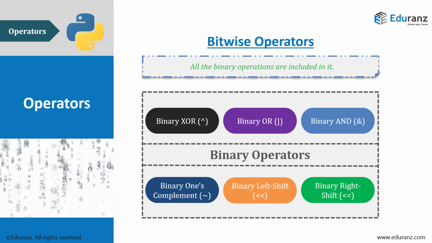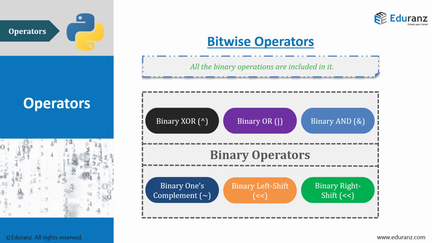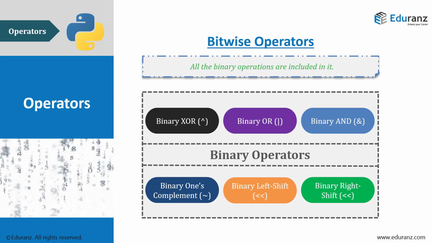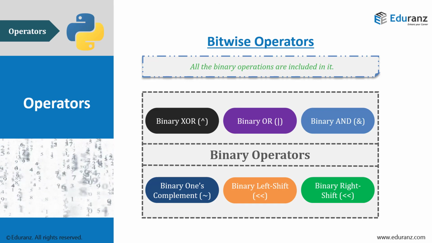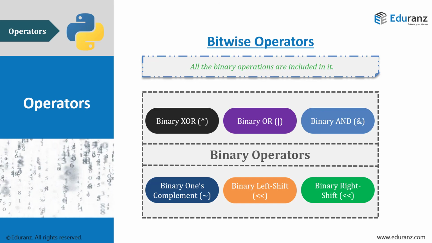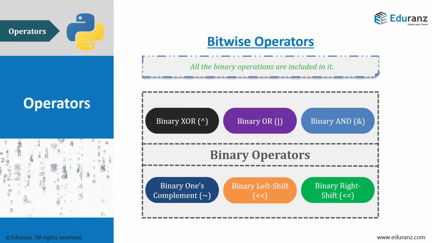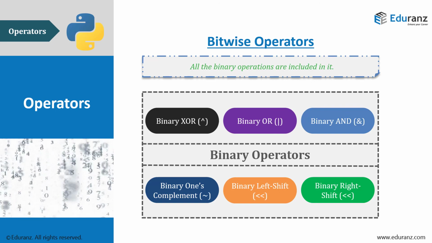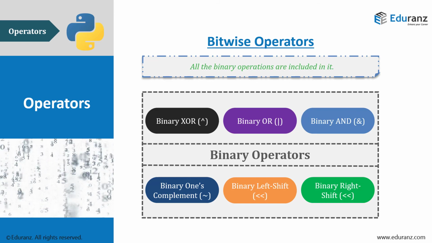The ones complement returns the ones complement of a number's binary, and it basically flips the bits. I'll tell you exactly how it works as we proceed further in the Jupyter notebook. In case of binary left shift, it shifts the value of the left operand to the left by the number of places that the right operand specifies. In case of binary right shift, it shifts the value of the left operand to the right by the number of places that the right operand specifies. So guys, these are all the operators which we're going to cover in the next lecture.